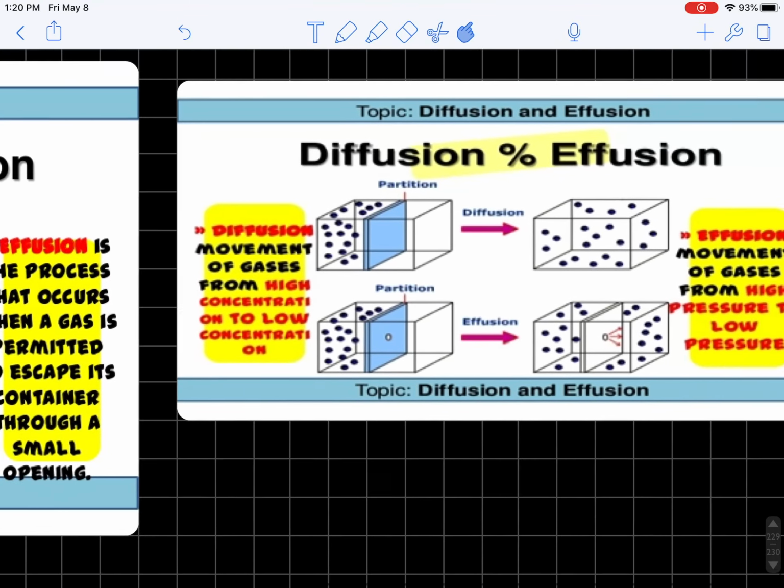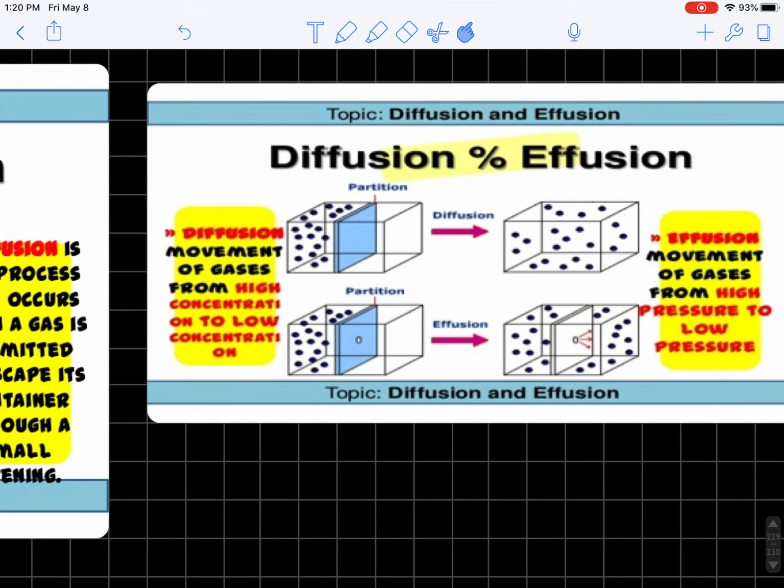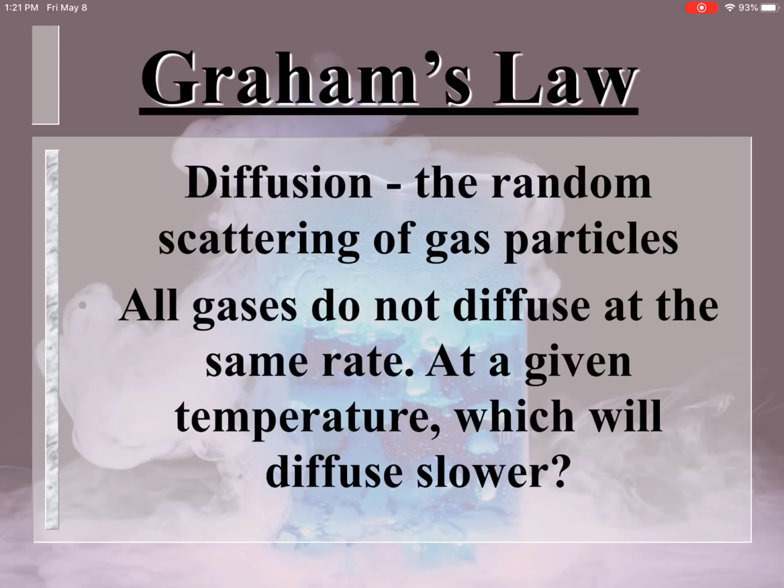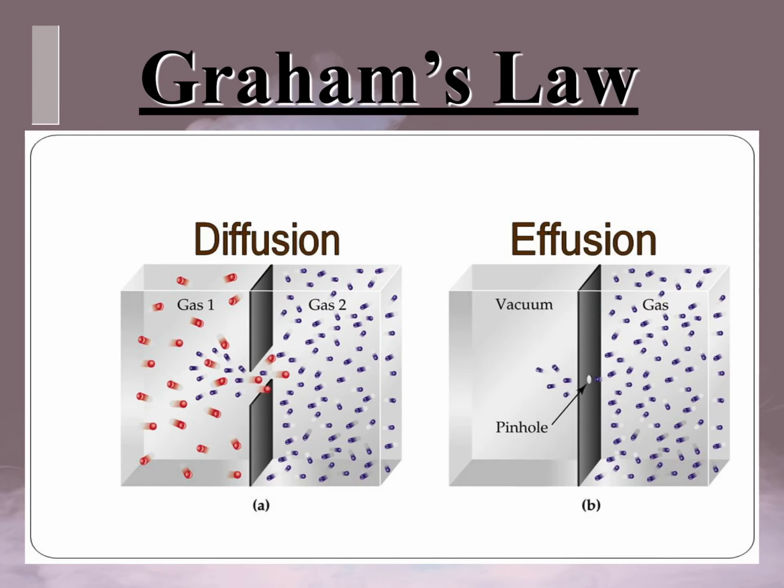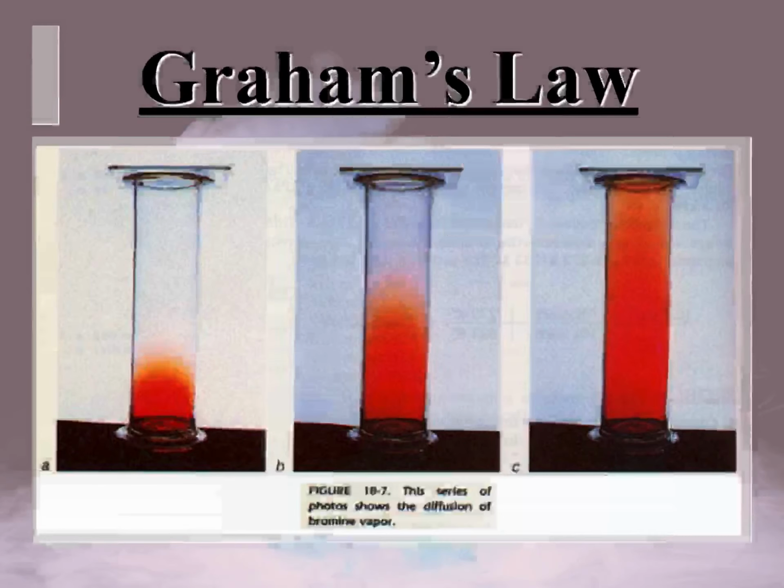So sometimes the size of the opening can be a factor, so there is a slightly different calculation for effusion, factoring in the size of the opening. But with diffusion, again, we're just talking about mixing the two gases together. Bromine is an orange liquid.